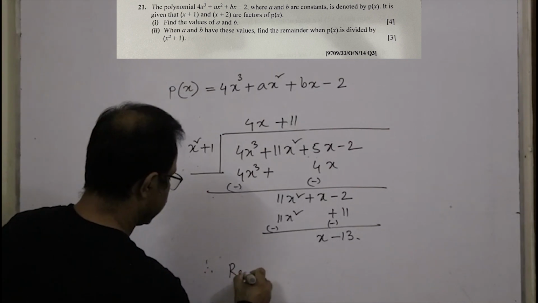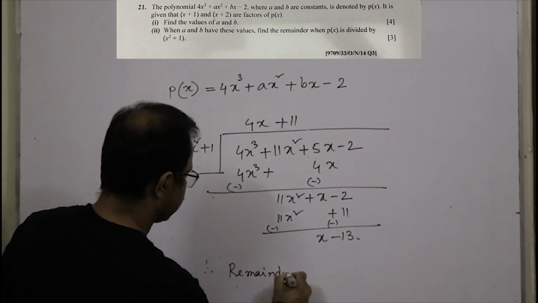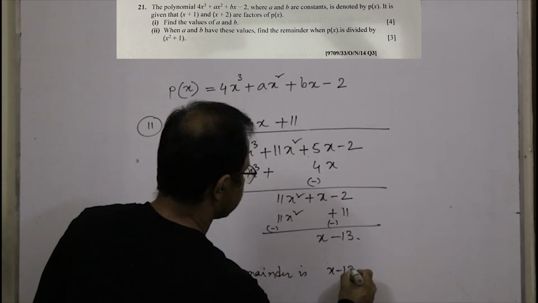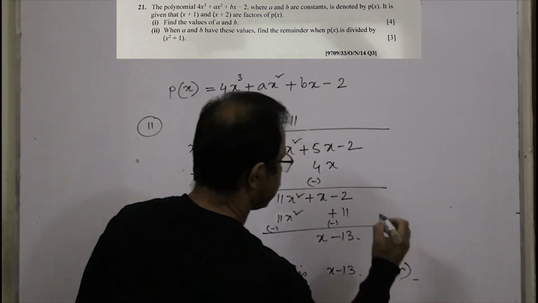Therefore, the remainder is x minus 13. This is the answer.